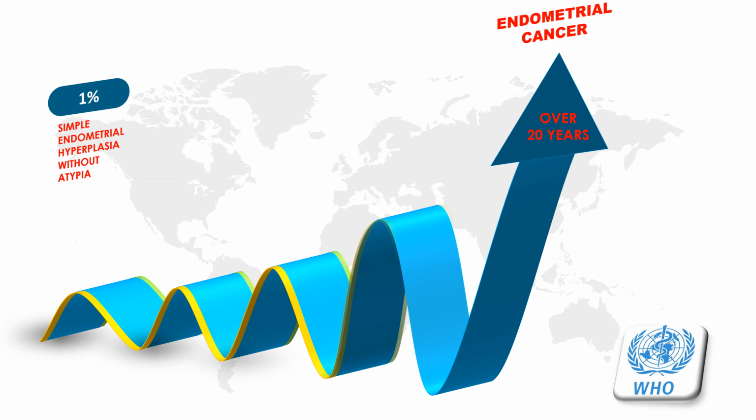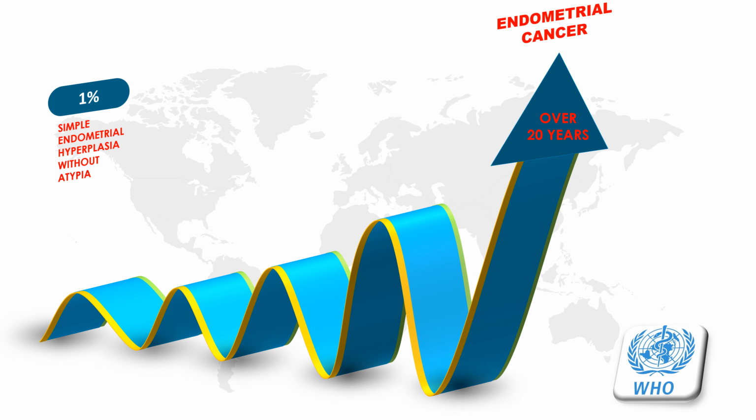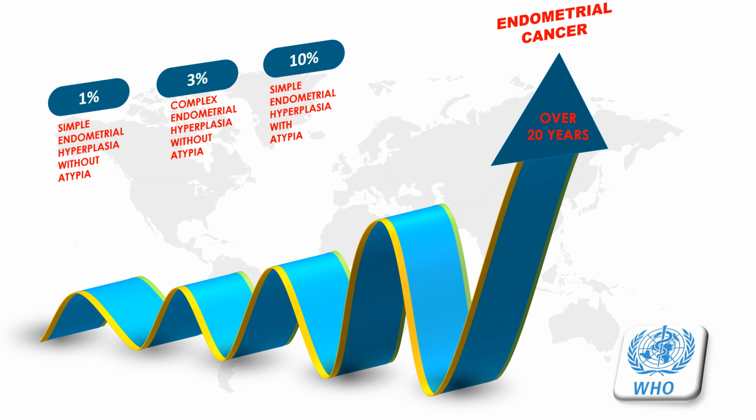The risk of progression of simple endometrial hyperplasia without atypia to endometrial cancer over 20 years is 1%. The risk of progression of complex endometrial hyperplasia without atypia to endometrial cancer is 3% if left untreated over 20 years. The risk of progression of simple endometrial hyperplasia with atypia to endometrial cancer within 20 years if left untreated is 10%.